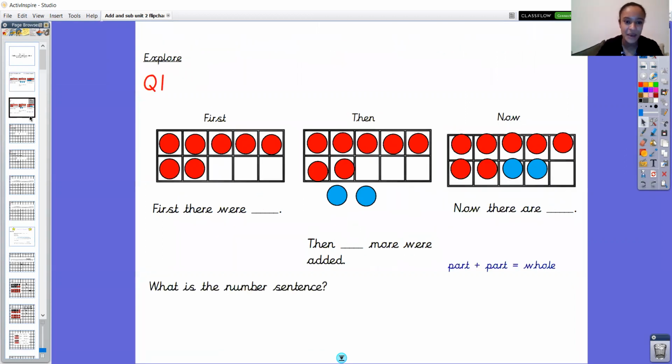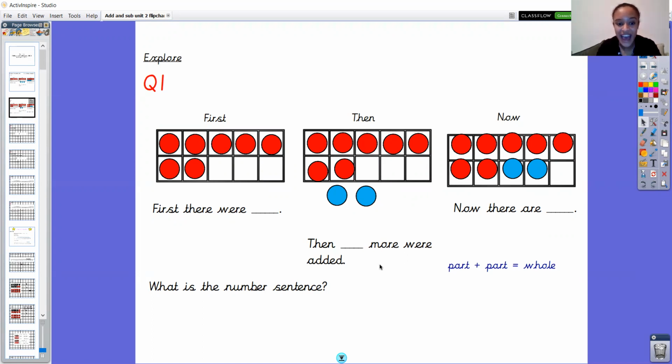Okay. So this is where we come on to our question 1, your first job in your maths book. What you need to do is you don't need to write the whole stem sentences, but I'd like you to find out what the answers to each of these 3 stem sentences are. So first there was something. How many red counters are there? Then something more were added. These blue counters here, how many? And then finally, now there are something. So you need to be able to count in your head. I don't want you to count them all, because I know that you could put that first number in your head and then count on.